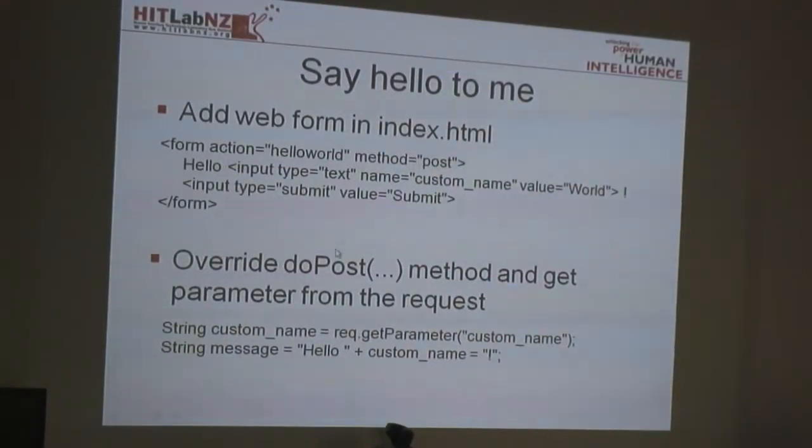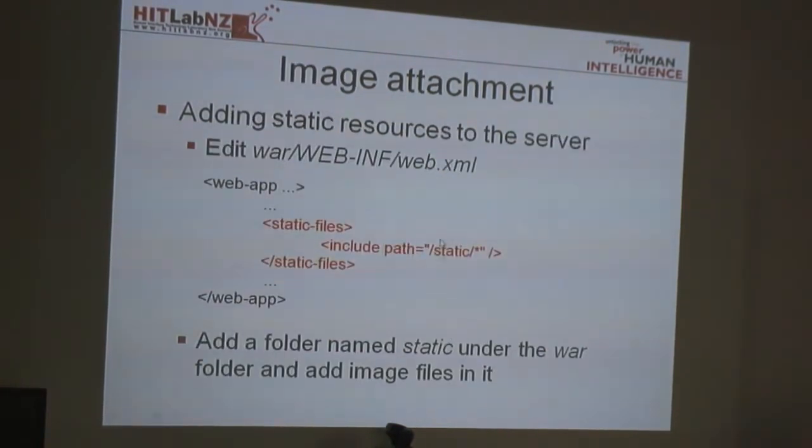So let me go through a little bit more detail. You get data from the web form, and you override the doPost method and get parameters from the request. In this case we are overriding the doPost method instead of the doGet method because we are getting some parameters from the web page. And these are the methods you call to get those parameters.